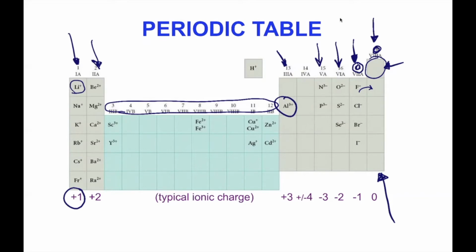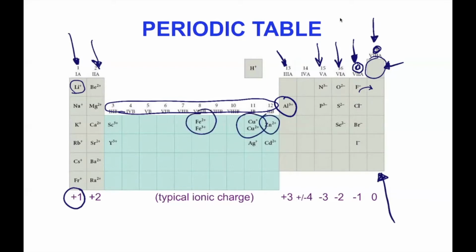The transition metals in the center here are a little tricky because they can often become +1, +2, +3. So many of them have multiple options in terms of the ions that they are. And shown here are the typical ion charges for a few of the transition metals. Iron can be +2, +3. Copper can be +1, +2.